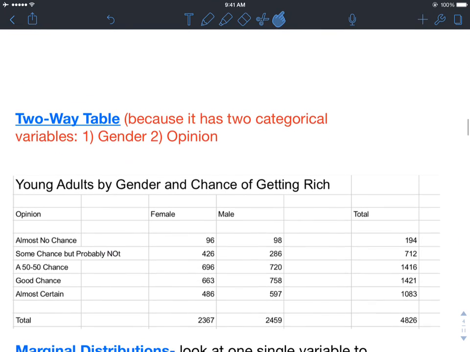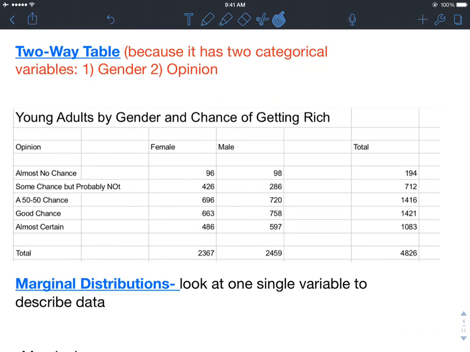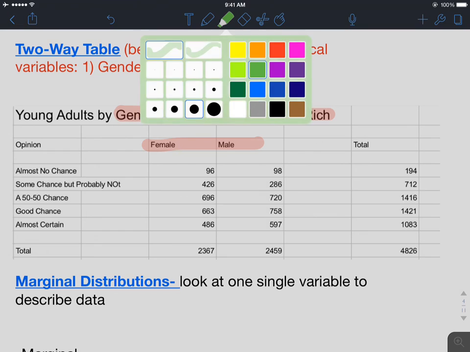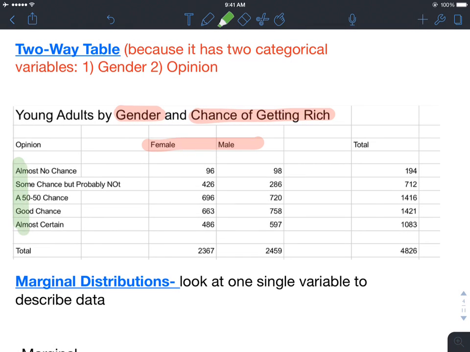Alright, that was a one-way table, so here's a two-way table. It's a two-way table because it has two different variables happening. We have gender and chance of getting rich. So if you look at our gender, that's either female or male, and then the opinion would be over here. So a two-way table can be read in many different ways.